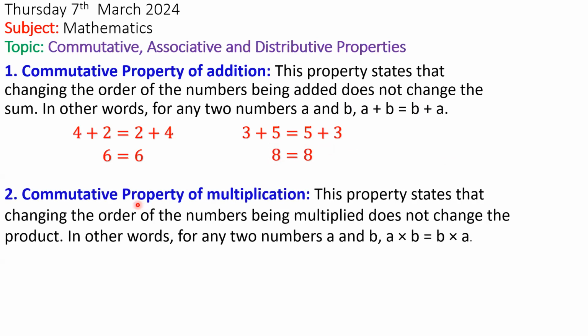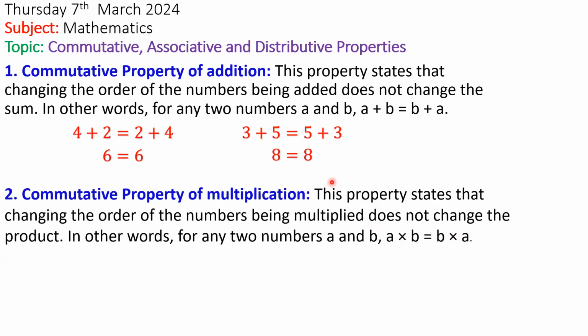Can you read the commutative property of multiplication? This property states that changing the order of the numbers being multiplied does not change the product. In other words, for any two numbers, A and B, A times B equals B times A. Very good. So if we have A times B, that equals B times A, right? So changing the order of the numbers when we multiply them doesn't change the product.